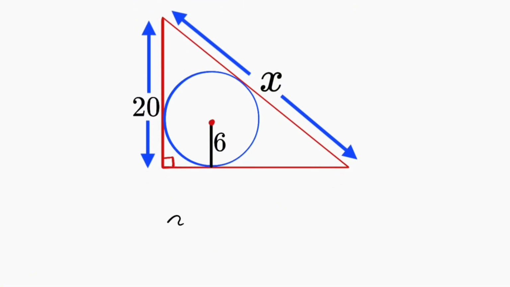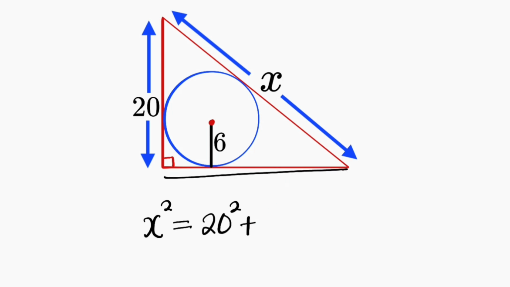It states that the hypotenuse squared, that is x squared, is equal to the sum of the squares of the other two sides. So we have this side already, which is 20. You square that plus this other side. Oh, but we don't know what this side is. But no problem, we can get it.